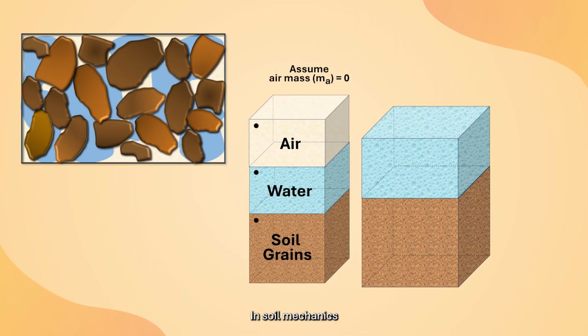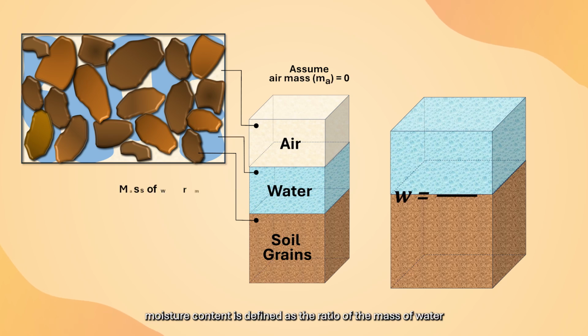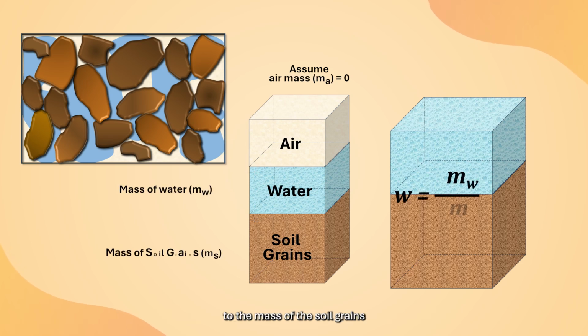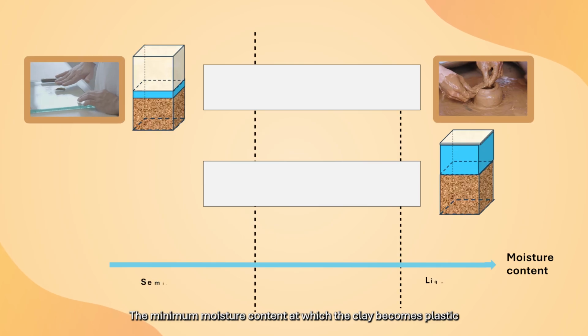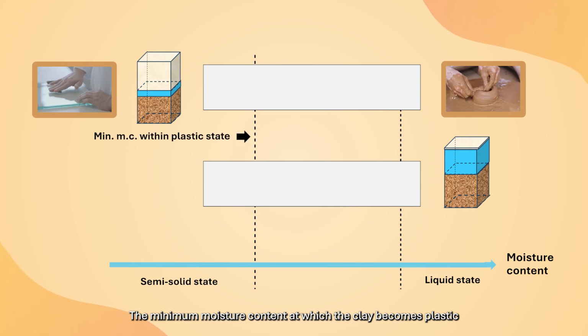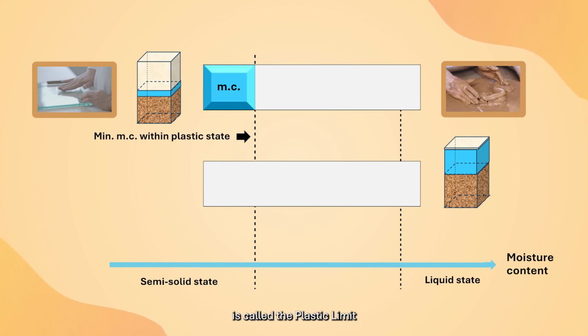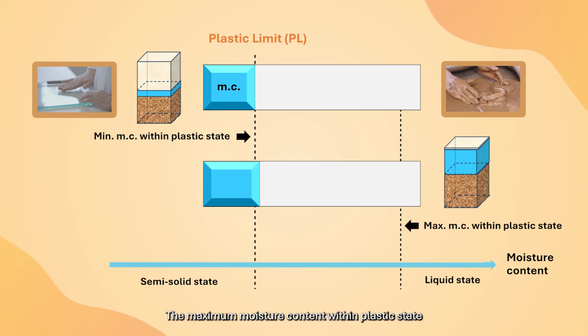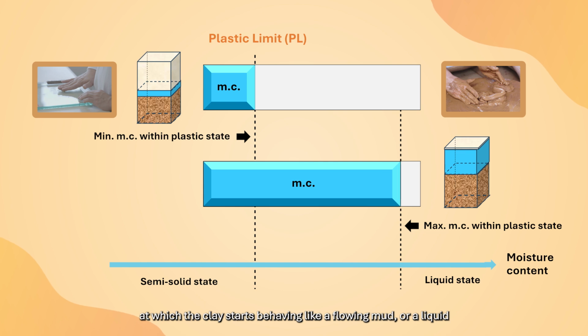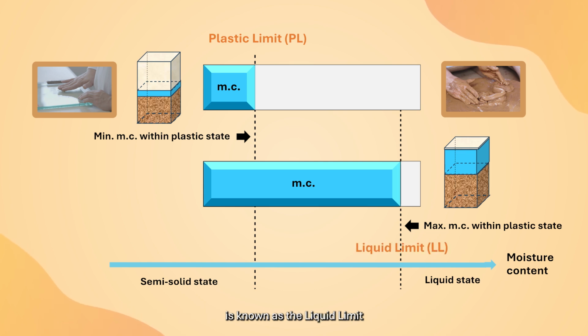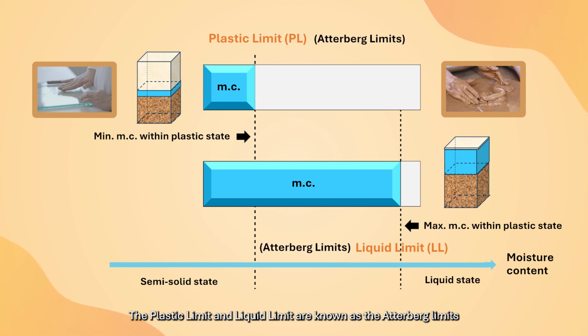In soil mechanics, moisture content is defined as the ratio of the mass of water to the mass of the soil grains. The minimum moisture content at which the clay becomes plastic, when we can start molding the clay without it crumbling, is called the plastic limit. The maximum moisture content within plastic state at which the clay starts behaving like a flowing mud or a liquid is known as the liquid limit. The plastic limit and the liquid limit are known as the Atterberg limits.